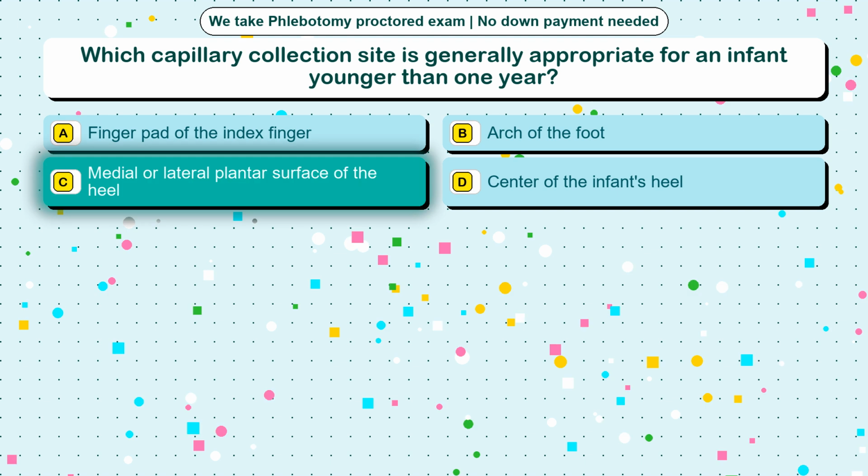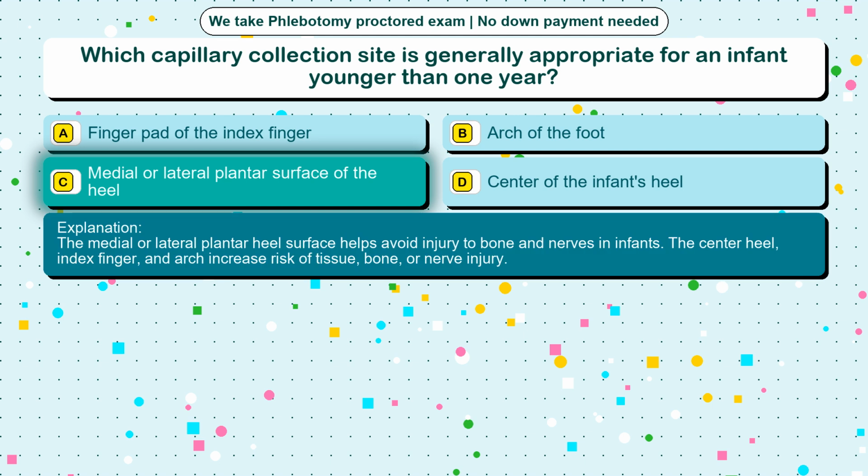The correct answer is option C, medial or lateral plantar surface of the heel. The medial or lateral plantar heel surface helps avoid injury to bone and nerves in infants. The center heel, index finger, and arch increase risk of tissue, bone, or nerve injury.